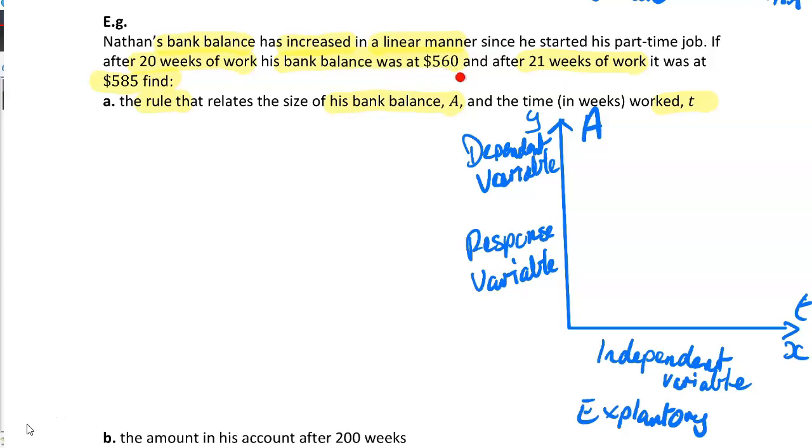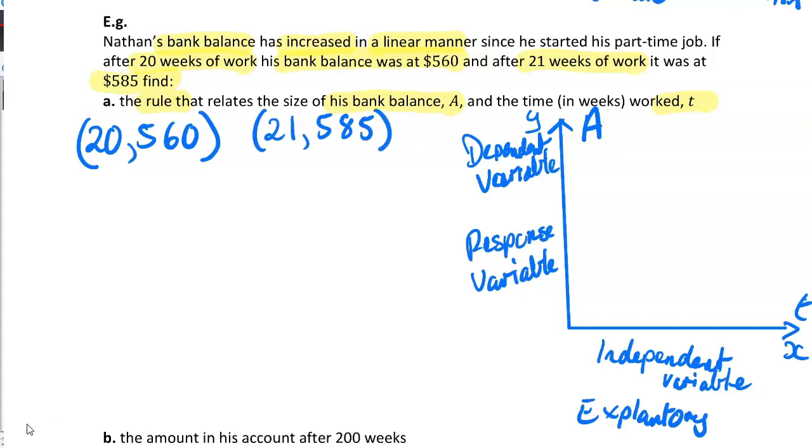All right, so this gives me 2 coordinate points. First coordinate point is 20 and 560. The second coordinate point is 21 and 585. So there are our coordinate points here. So you can see we've gone up 1 week, so our X value has changed by 1 unit. Our Y value has changed also. It's gone up by 15.